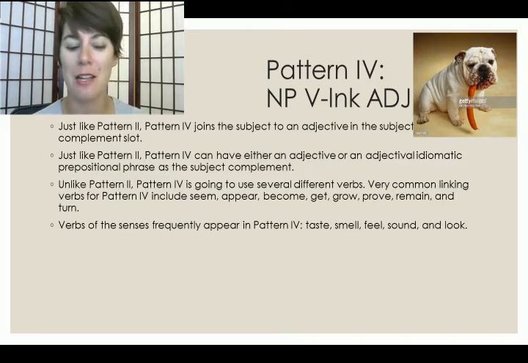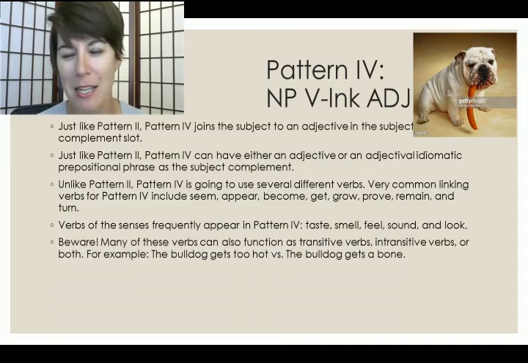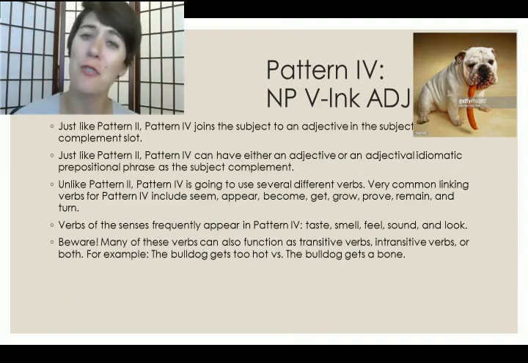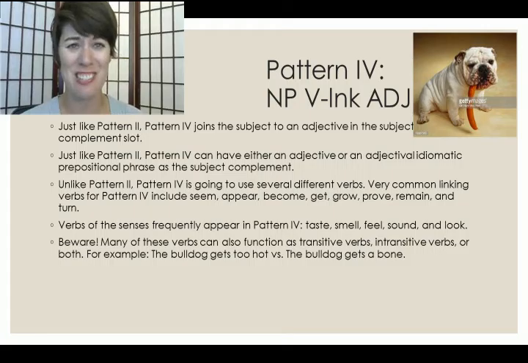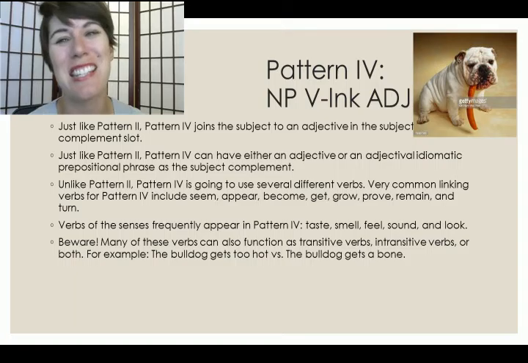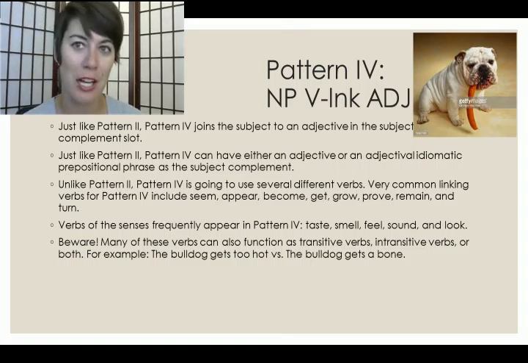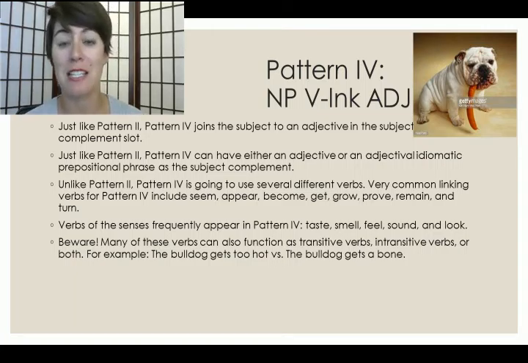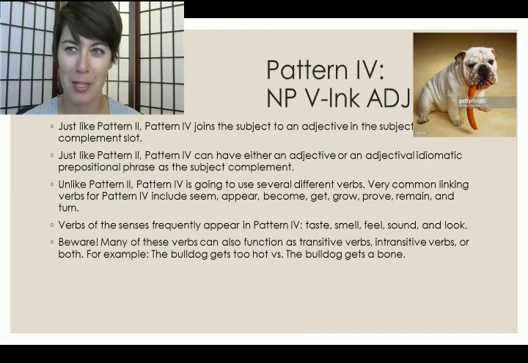However, we do want to be on our guard. We do want to be on the lookout because a lot of these verbs can also function as transitive verbs, intransitive verbs, or both. To take just one example, the bulldog gets too hot versus the bulldog gets a bone. In the first example, the bulldog gets too hot. Get is linking bulldog and the adjective hot. But in the second example, bone is the direct object for the transitive verb. It's the thing the bulldog gets.